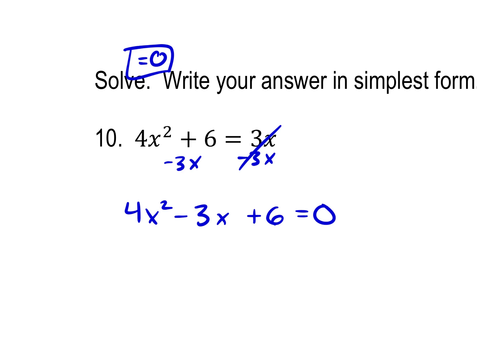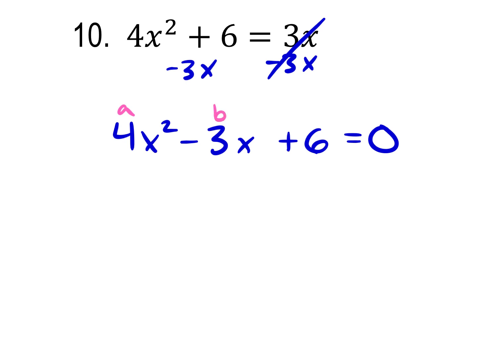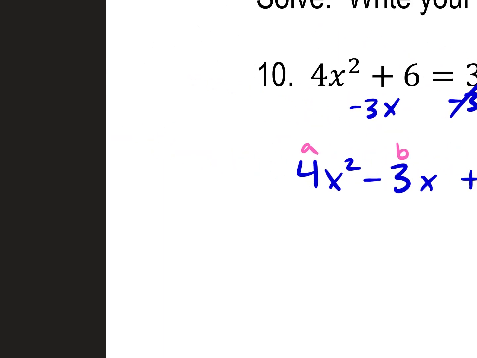Let's try to factor, see if it works. Multiply the first times the last, we get 24. Do we have two factors of 24 that add to negative 3? No. All right, so if we can't factor, what do we have to do? Quadratic formula. So we have A, B, and C. Let's plug it in. So our quadratic formula is negative B. I'll write it up here so we have it. Negative B plus or minus the square root of B squared minus 4AC over 2A.